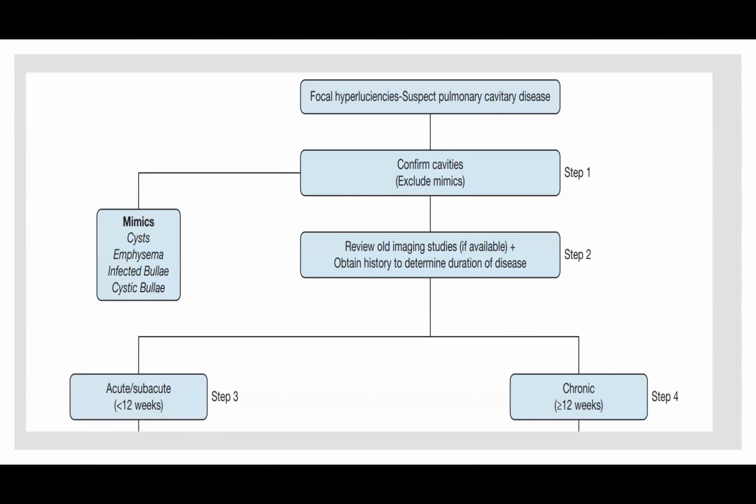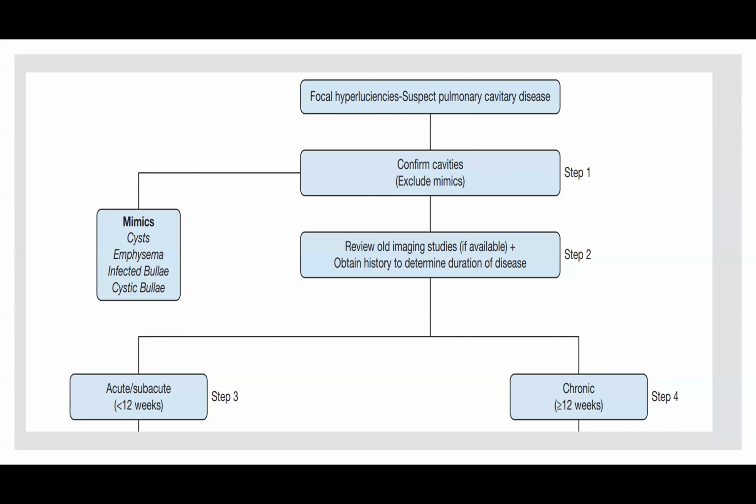Okay, so now just coming to a quick algorithmic approach to narrow our differentials when we are faced with a patient. We basically have a patient, we suspect a cavitary lesion, and we see focal hyperlucencies, and we suspect pulmonary cavitary disease. So the first step would be to confirm that this is a cavitary lesion and it's not a mimic. And the mimics we described earlier on were cysts, emphysema, infected bullae, or cystic bullous lung disease, right?